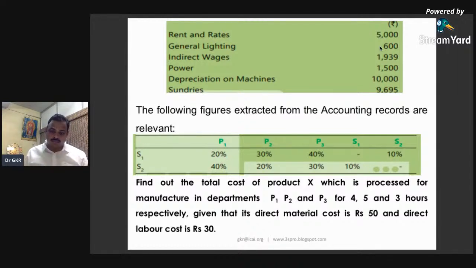Now what is the distribution? The expenses of service departments are allocated as under. So what has been allocated? Please look at this. S1 is allocated to P1, P2, P3, and S2. And S2 is allocated to P1, P2, and P3, which is fine, like the previous question. It is also distributed to S1.